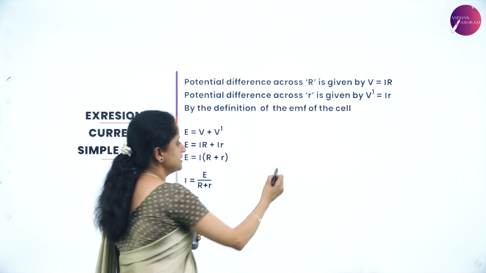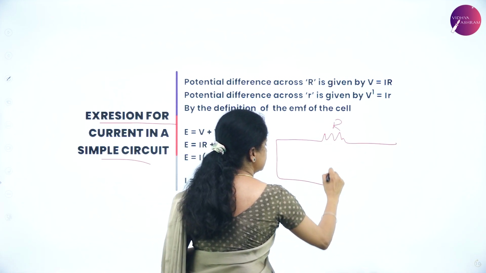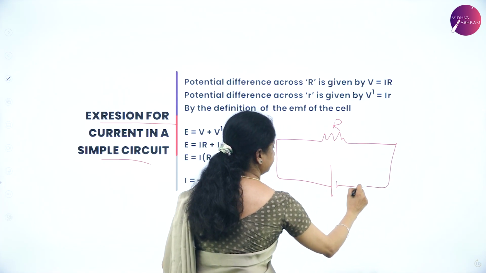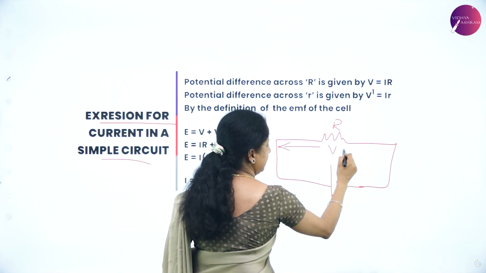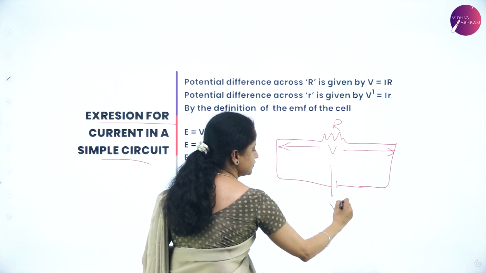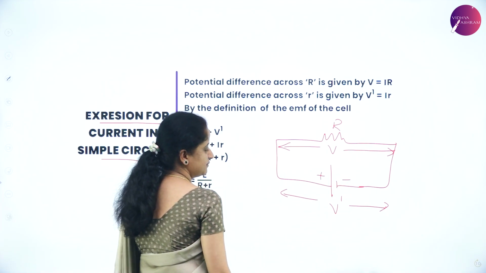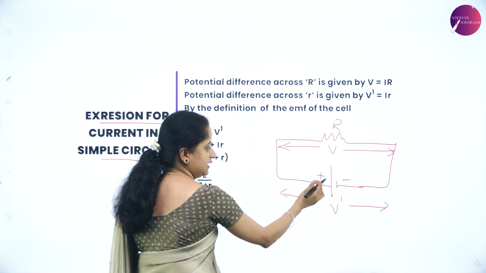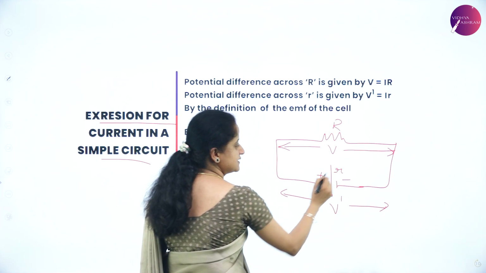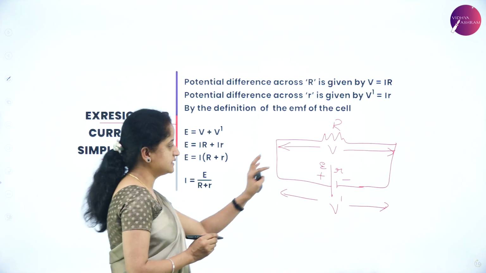Let us consider a simple circuit with a resistor R. It is connected to a cell. So this is V, which means the potential across the resistance R, and V dash is the potential across the ends of a cell. So it's a positive terminal, negative terminal. This cell has also got some internal resistance small r. The EMF of this cell is E. This is a simple circuit.